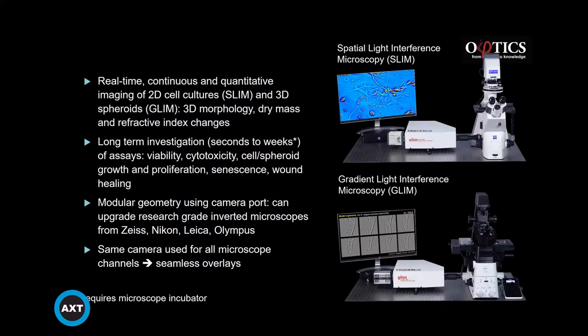In summary, or generally speaking, these are the values that a SLIM and a GLIM technique will bring to you. First of all, real-time continuous and quantitative imaging, either 2D cell cultures where SLIM excels, or 3D cell cultures like spheroids, where GLIM excels. And the measurements are, as I mentioned before, 3D morphology.